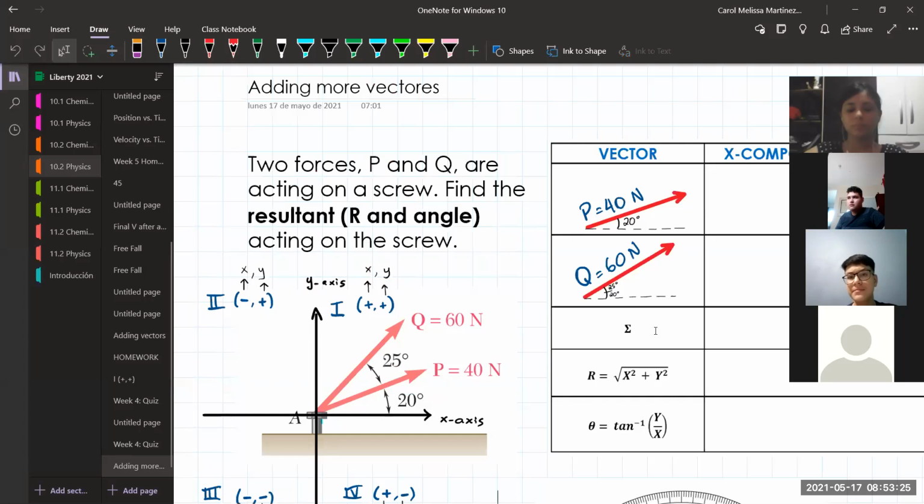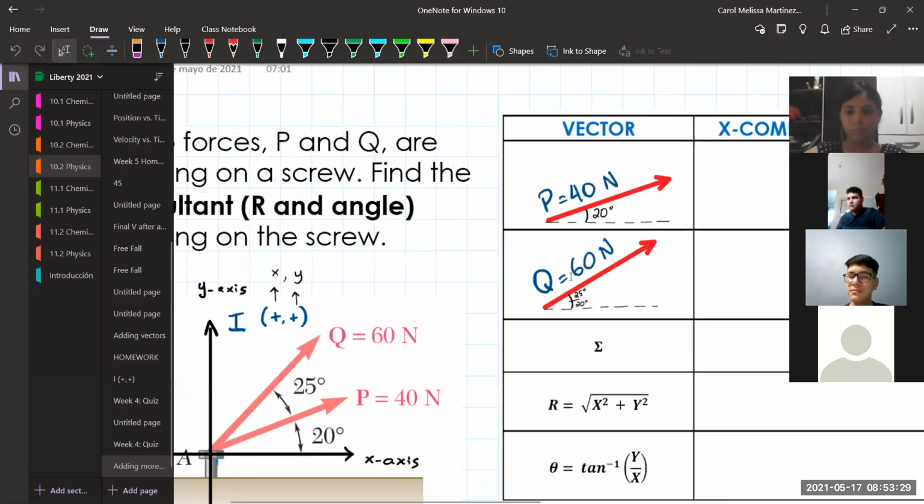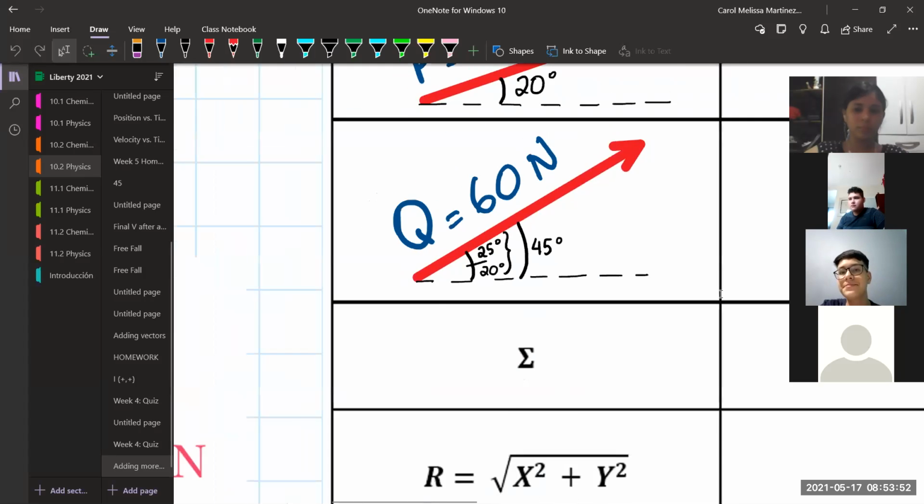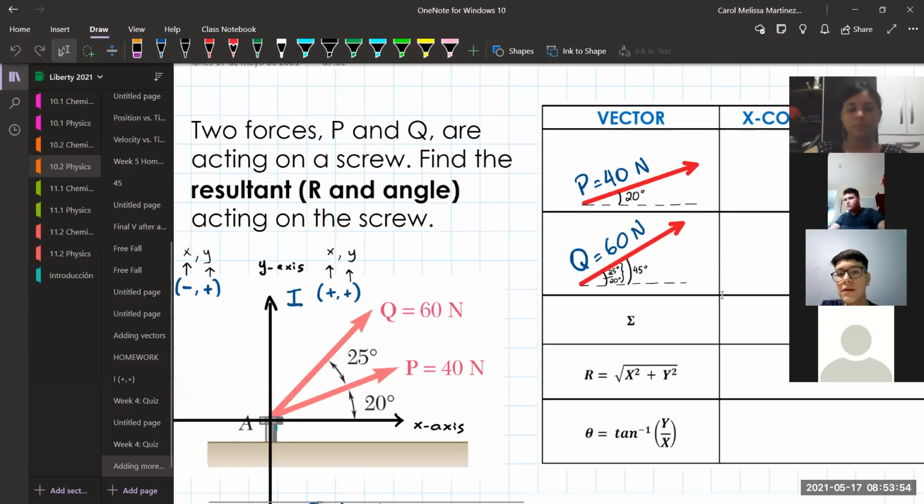So one way to do it is to get your vector and separate the two angles. Okay, 20 and 25 actually makes an angle of 45 degrees. If you want to do it like that, for me it's perfect, okay? As long as you do a process. Both ways are going to be just fine.